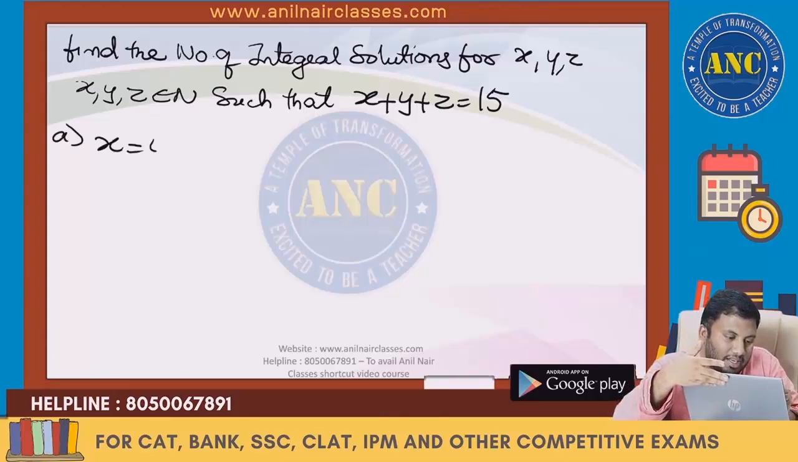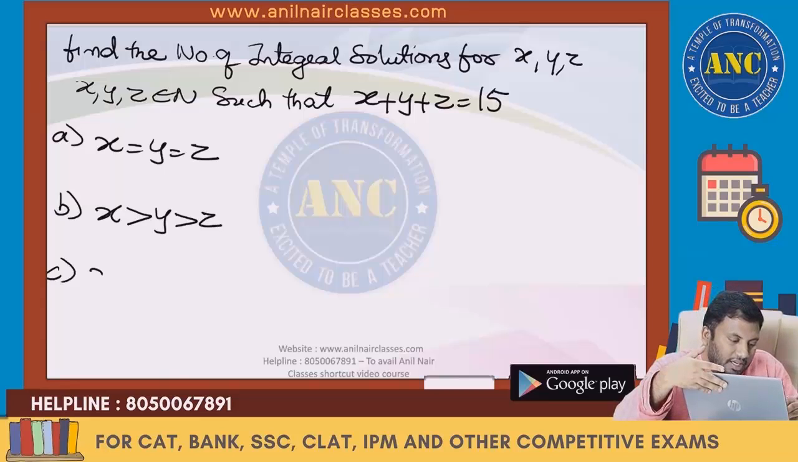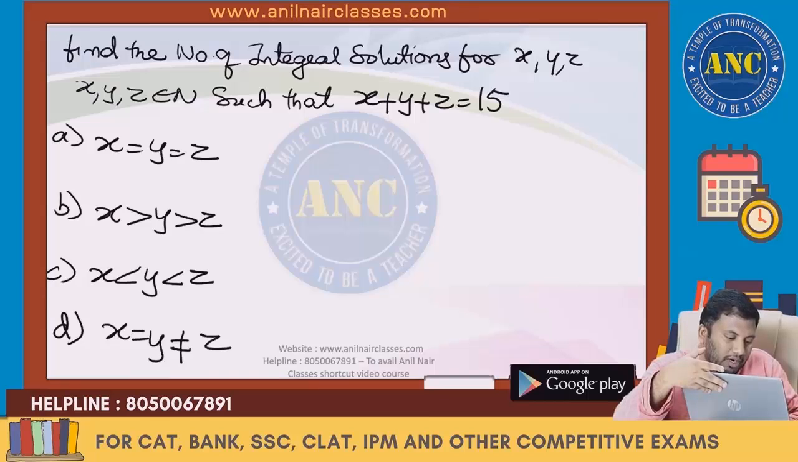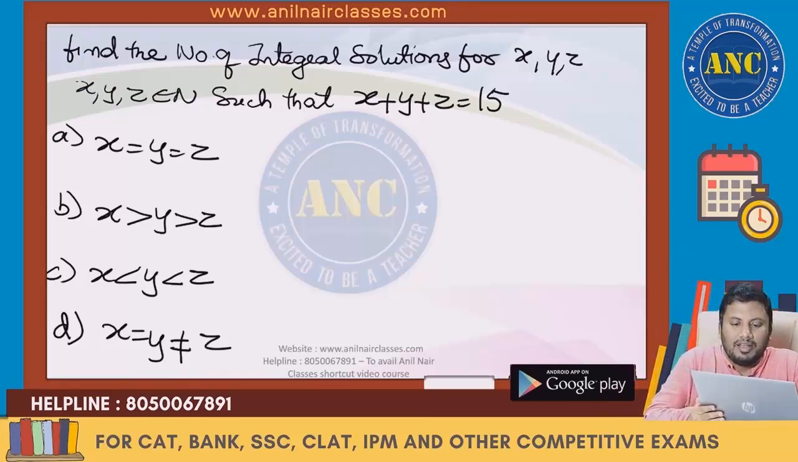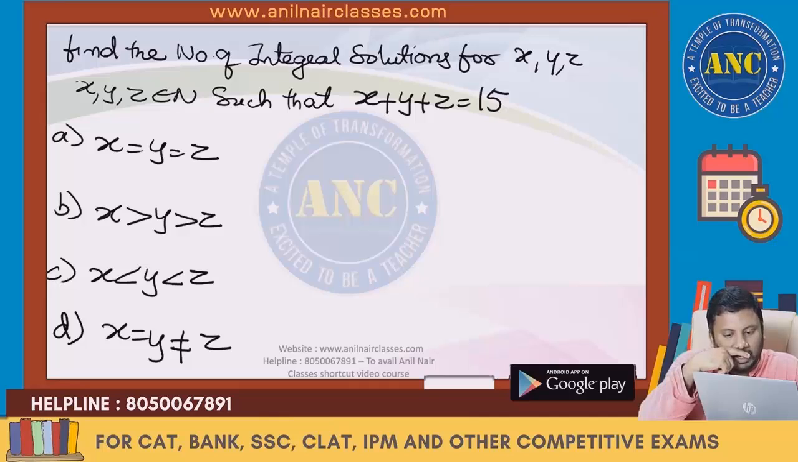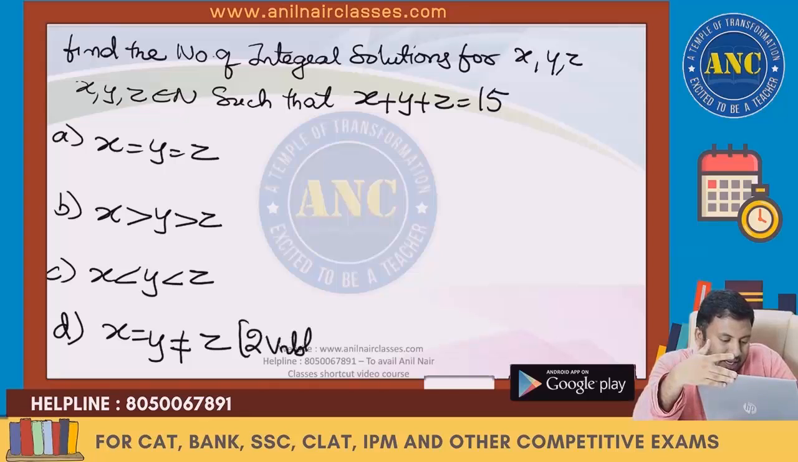First case, x equivalent to y equivalent to z. Second case, x is greater than y is greater than z. Third case, x is less than y less than z. Fourth case, x equivalent to y not equivalent to z. Please write down. Find the number of integral solutions for x plus y plus z equivalent to 15 such that all three variables are equal, variables are in ascending order, variables are in descending order, and two variables are equal.